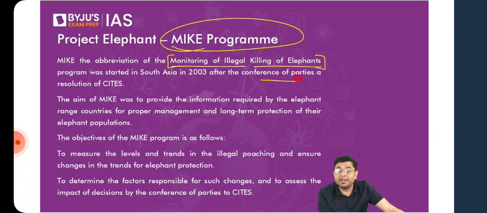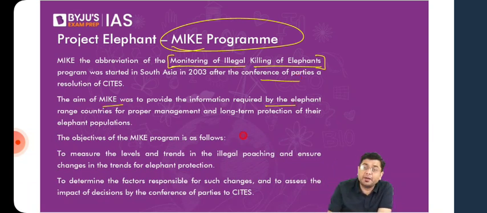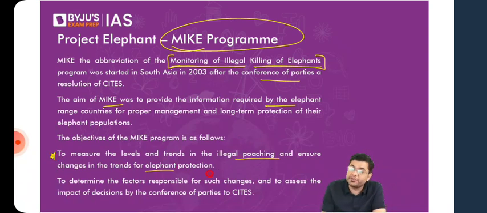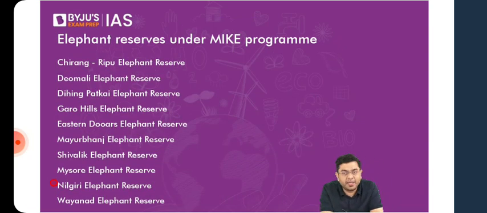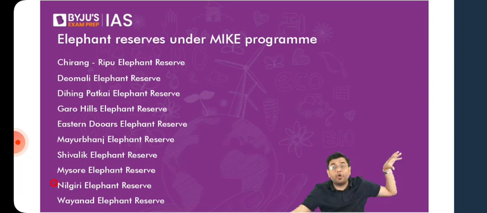Now, the aim of MIKE is to provide information required by the various elephant range countries about where the hunting and poaching is happening and what the trend analysis is. So it measures the levels and trends in illegal poaching, ensures changes in the trends of conservation, and identifies the factors responsible for such changes. Then the decisions are conveyed to CITES, and CITES would take an appropriate decision. For example, whether the killing is happening while they are migrating, whether after the killing it is immediately traded, and where all this illegal trade is reaching. All that is analyzed under this particular program.